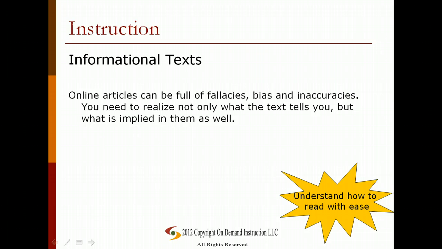When approaching an informational or non-fiction text, it can be a common mistake to assume that everything read is truthful and factual. Since it is an informational text, the author is assumed to be more knowledgeable than the reader. But not everything that sounds logical and legitimate actually is. For example, articles on the internet should be taken into consideration. Anyone who has a computer can write an article that appears to be scholarly. It is very easy to post these articles on the internet and be called an expert. But reader beware. These articles can be full of fallacies, bias, and inaccuracies. You need to realize not only what the text tells you, but what is implied in them as well.